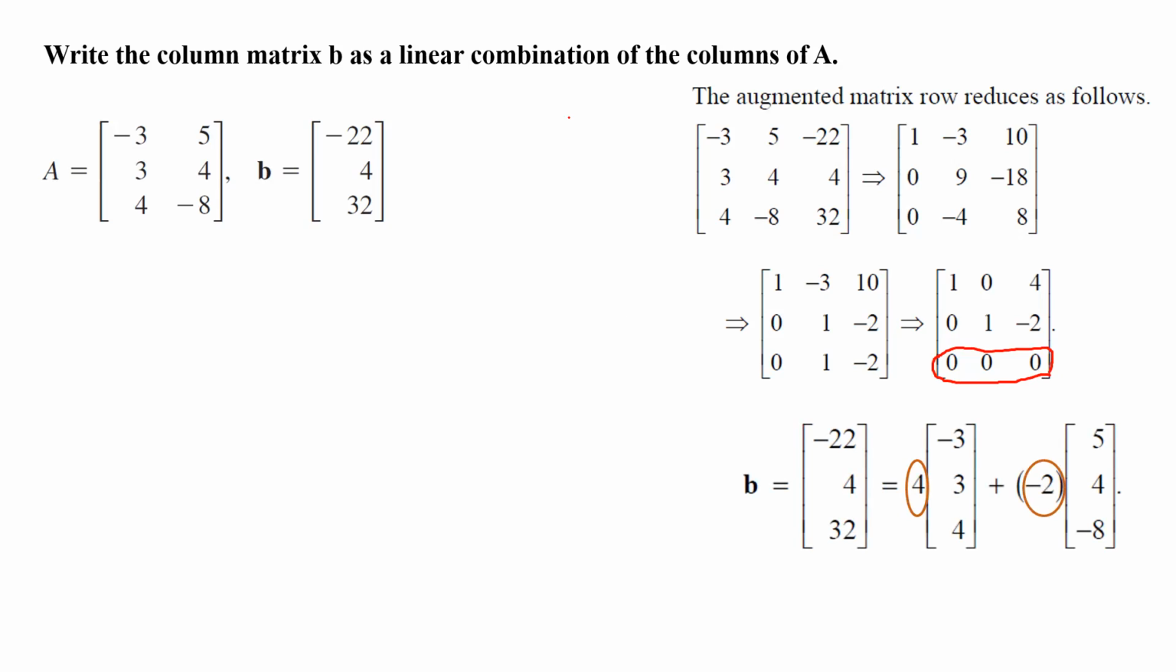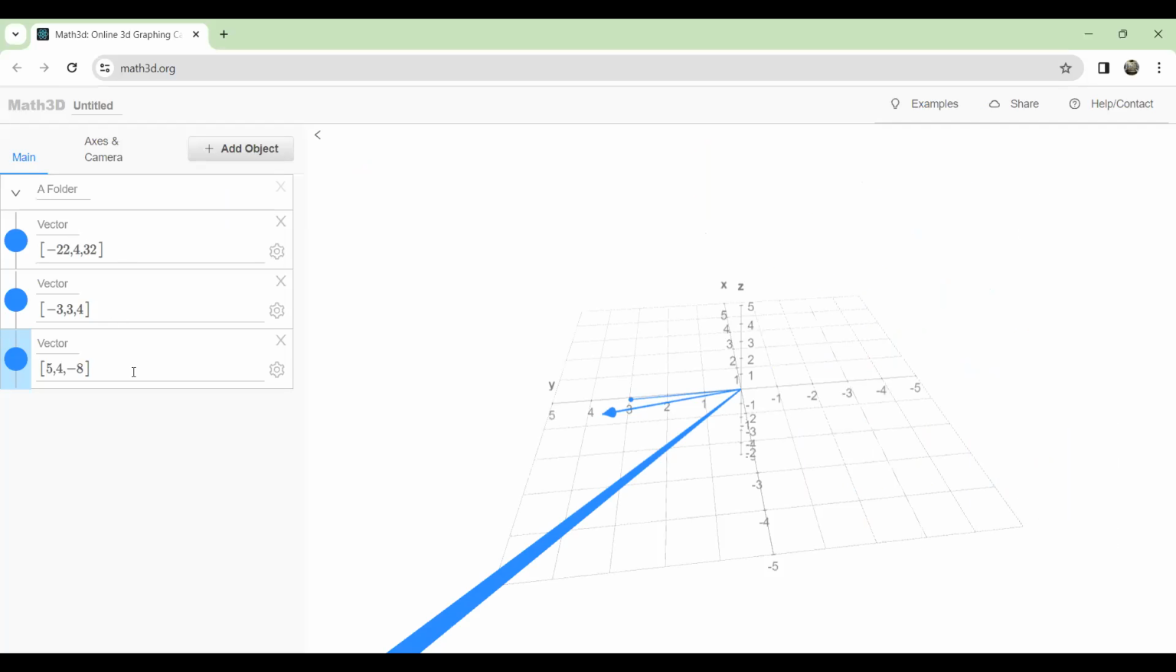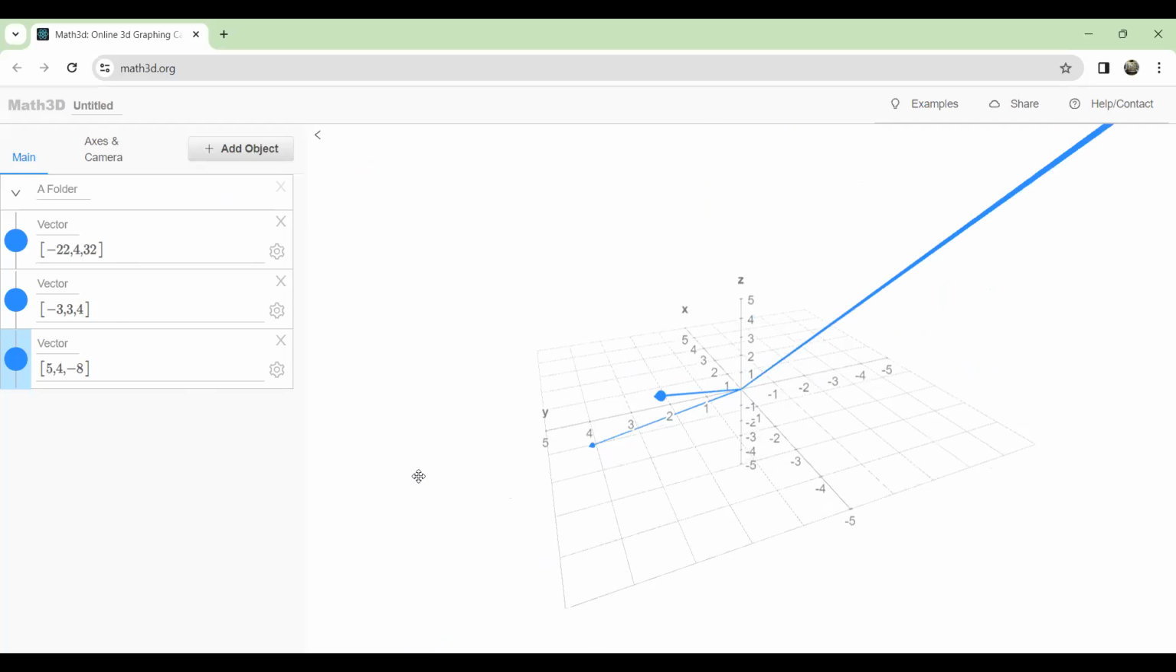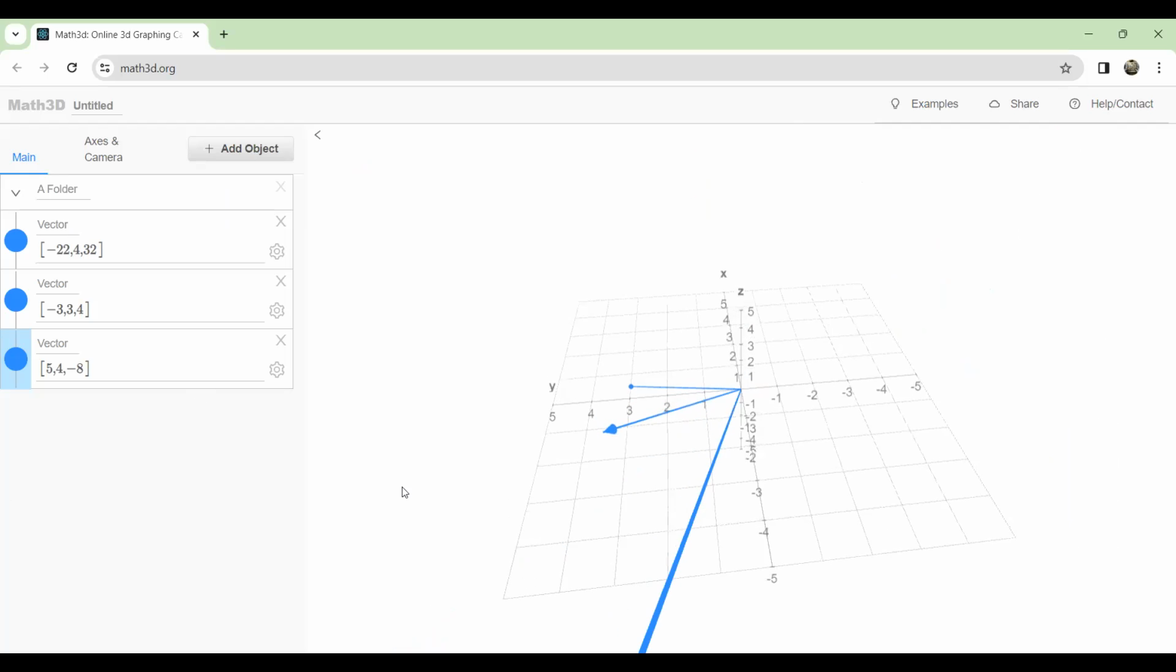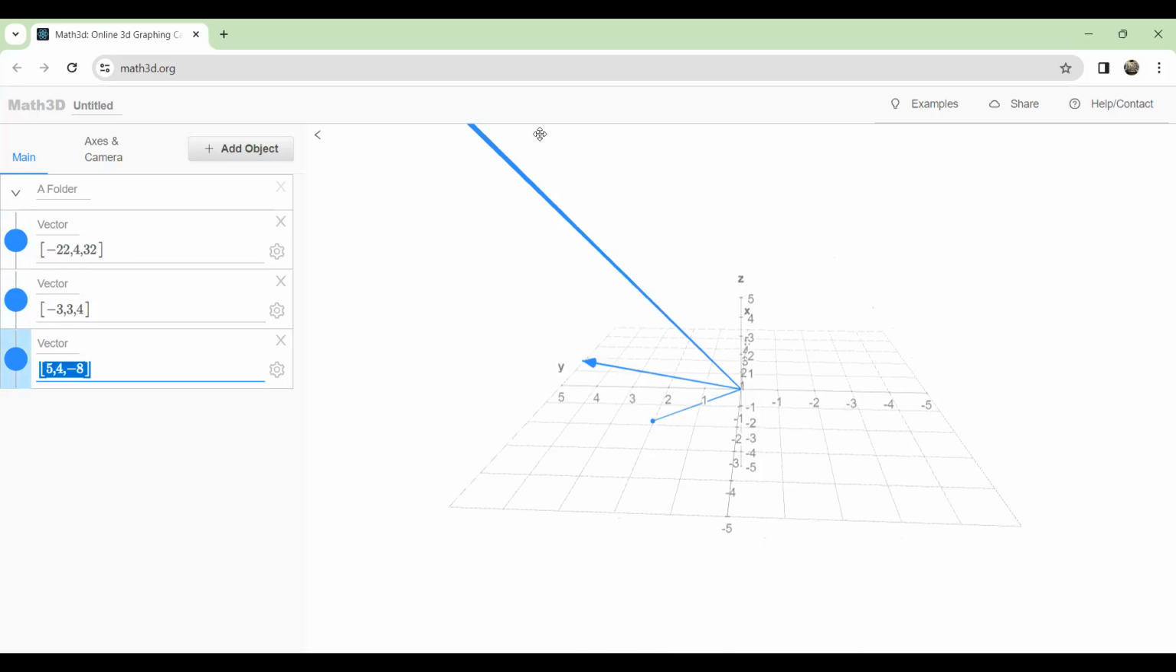So what basically is asked is, if you have these 3 vectors, how can you write the linear combination of these to generate this first vector here? So in how many ways can you take this vector and write it as a linear combination of these two smaller vectors? Basically, we did that in our calculation.